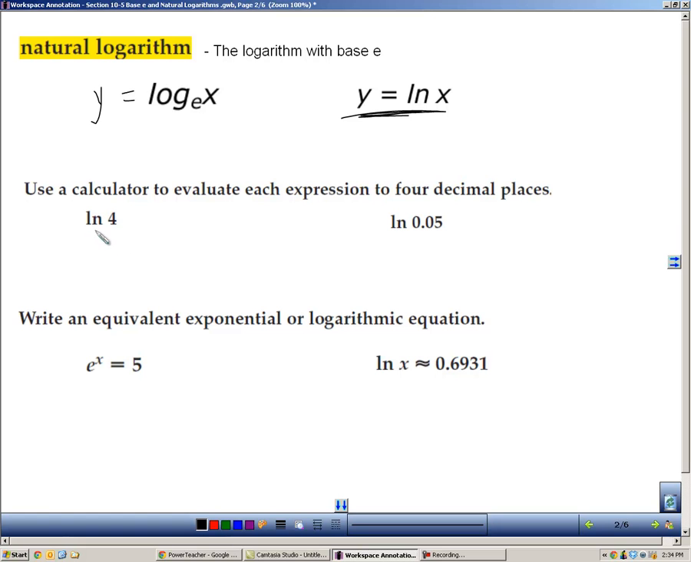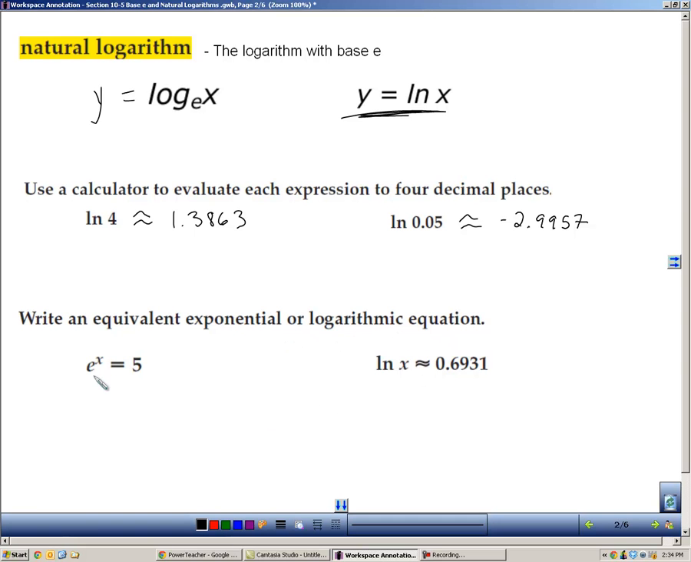You should know how to find the ln of 4. So if I type that into my calculator, I get a decimal approximation of about 1.3863. And you should be able to do that. Same thing over here. The ln of 0.05 is negative 2.9957. Now go down here, and we want to write an equivalent, either an exponential or a logarithmic equation.